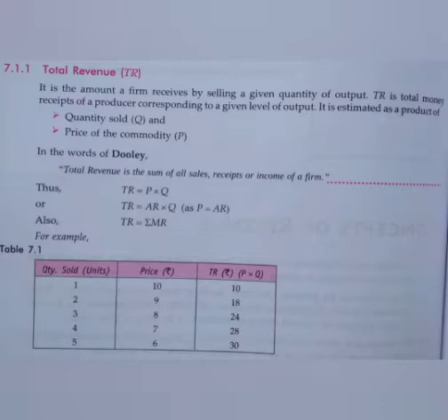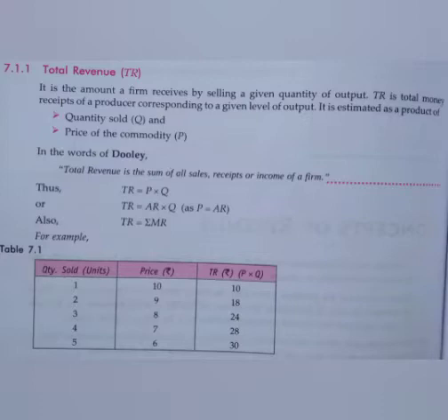So total revenue means the amount a firm receives by selling a given quantity of output. Let's say the output is 10 units and the price of each unit is 10 rupees, so it will be 10 into 10. The money received, that is 10 into 10, is 100. So that will be the total revenue. So total revenue is P into Q.